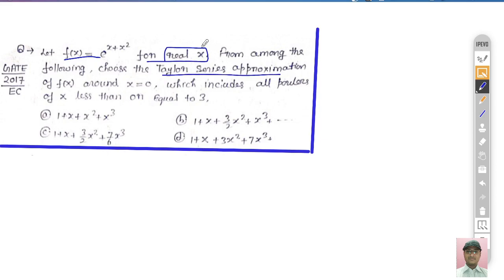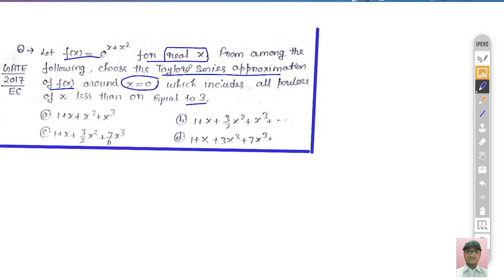Now try to understand, here they talk about the Taylor series expansion of f(x) around the point x equal to 0. X equal to 0 means what? It talks about expansion about x equal to 0, which includes all powers of x less than or equal to 3. It talks about only up to power 3, right?